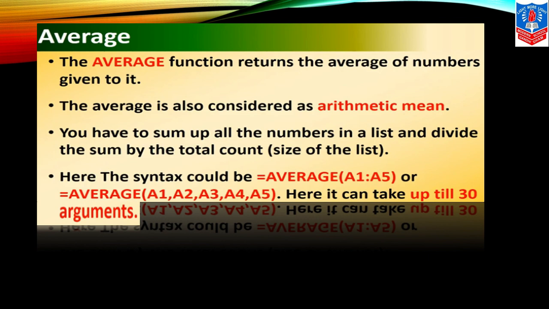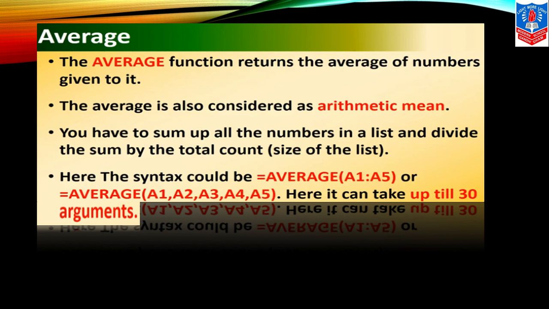Okay, after statistical, we are going to see the function called average. Average function returns the average of number given to it. The average is also considered as arithmetical mean. You have to sum up all the numbers in a list and divide the sum by the total count, the size of the list. Here the syntax could be is equals to average A1 colon A5, or we can say is equals to average A1, A2, A3, A4, A5 separated by comma.